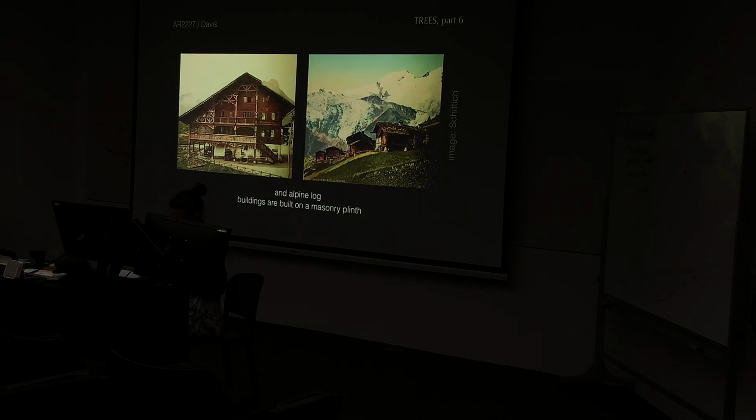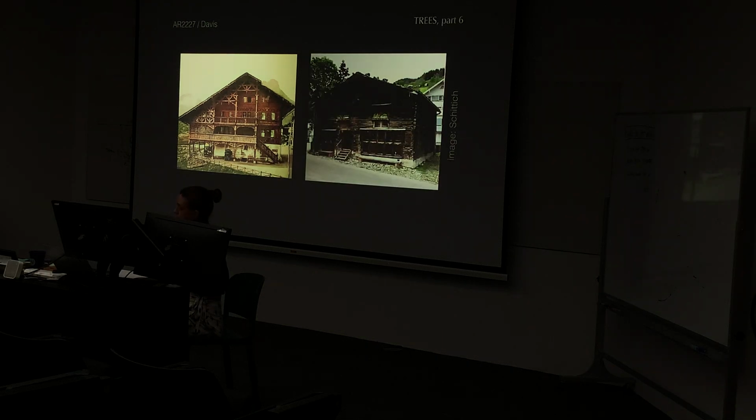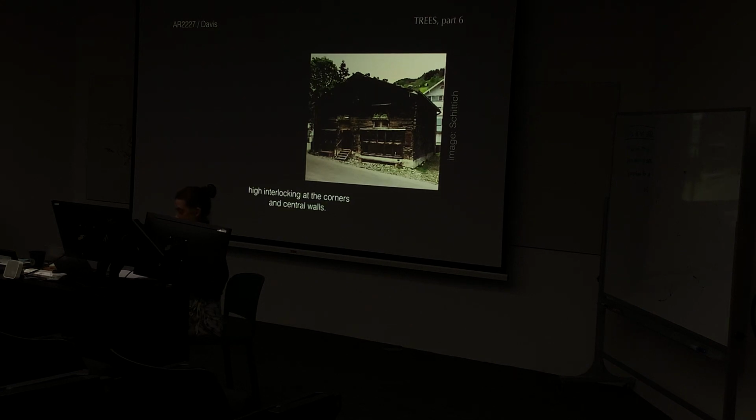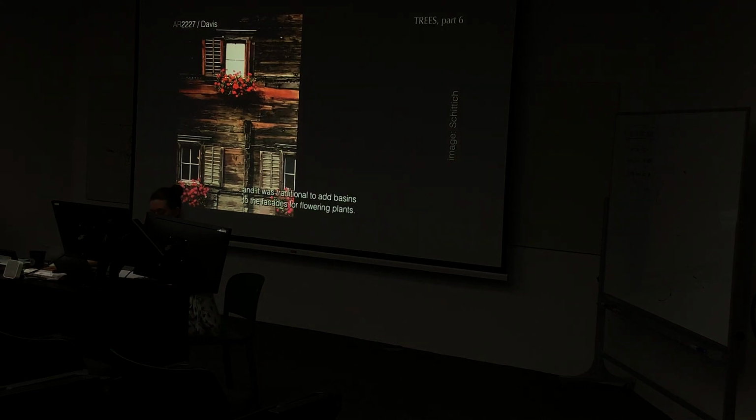These gable-end alpine log buildings are built on a masonry plinth with a cellar that is not, or only a little, sunk into the ground. Above this, the log walls are raised 1 to 3 stories high, interlocking at the corners and central walls. Older buildings, dating from pre-1500, often let the interlocking edges project beyond the cellar walls, and it was traditional to add basins to the facades for flowering plants.